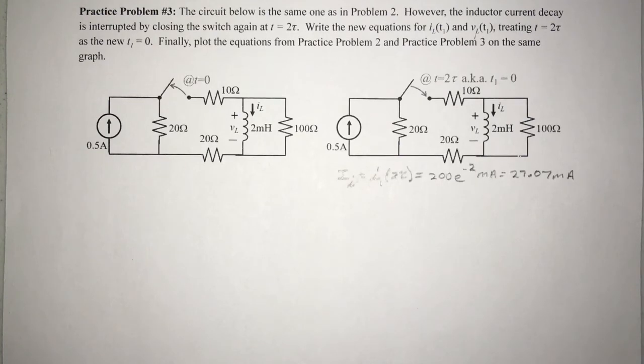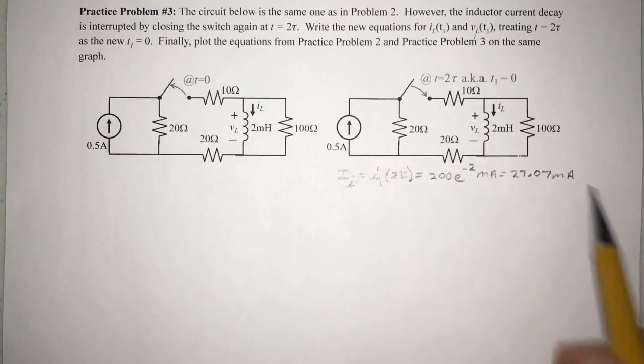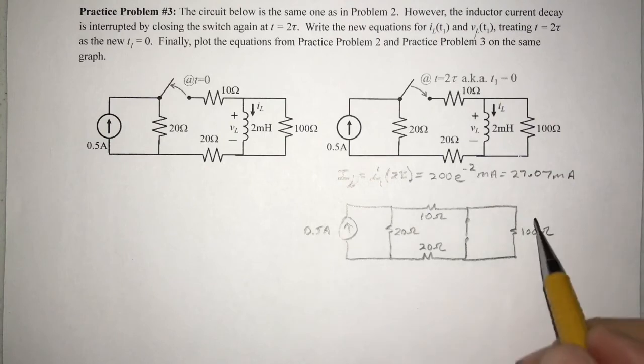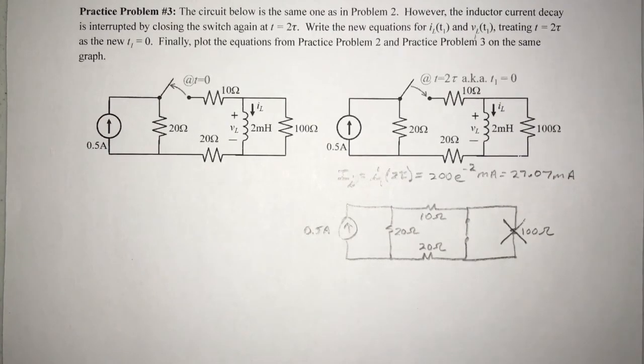We can take our previous equation, calculate I at 2 tau to come up with the initial current for our new circuit. That gives us 27.07 milliamps. Now let's draw the circuit in its final state to find the final current through the inductor. Again, we have the scenario where the 100 ohm resistor is shorted out by this branch, so we can ignore it. We still have the work from our current divider that we did in the previous problem to know the current through this branch, which is 200 milliamps.